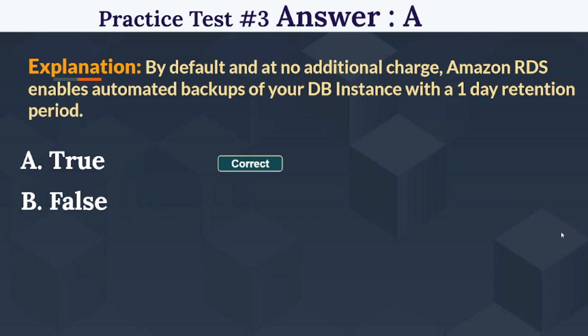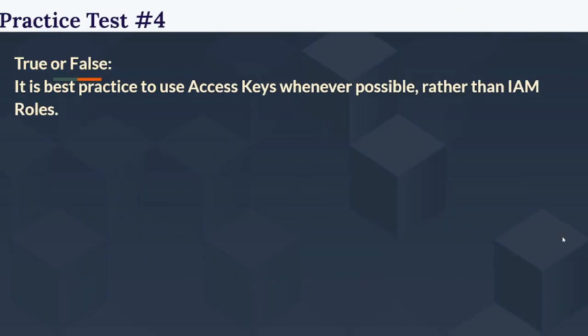So the fourth question is, using access keys whenever possible is best practice rather than IAM roles. So the options are: Option A, true. Option B, false. Please select your answer in the next 5 seconds. 5, 4, 3, 2, 1.